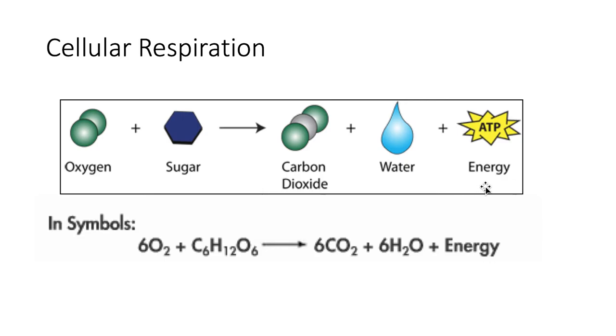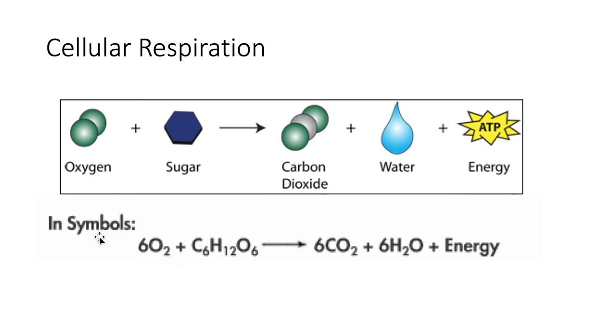ATP is what you use to run your body, to do the things that you do: think, walk, move your muscles. All those things require ATP. In this process of breaking apart sugar, we need the help of oxygen, and carbon dioxide and water are produced as byproducts. So this is the big picture of cellular respiration.